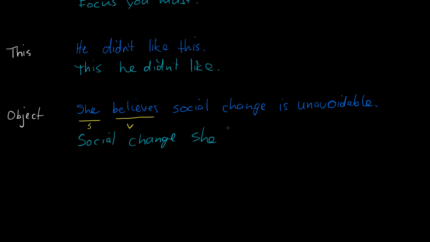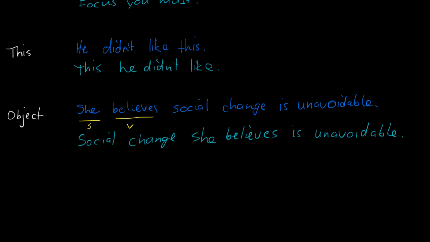She believes is unavoidable. So we just simply cut out this piece and put it at the front, and then just slide that forward. And you end up with she believes is unavoidable, which doesn't make any sense by itself because there's no object. So the object is now here.